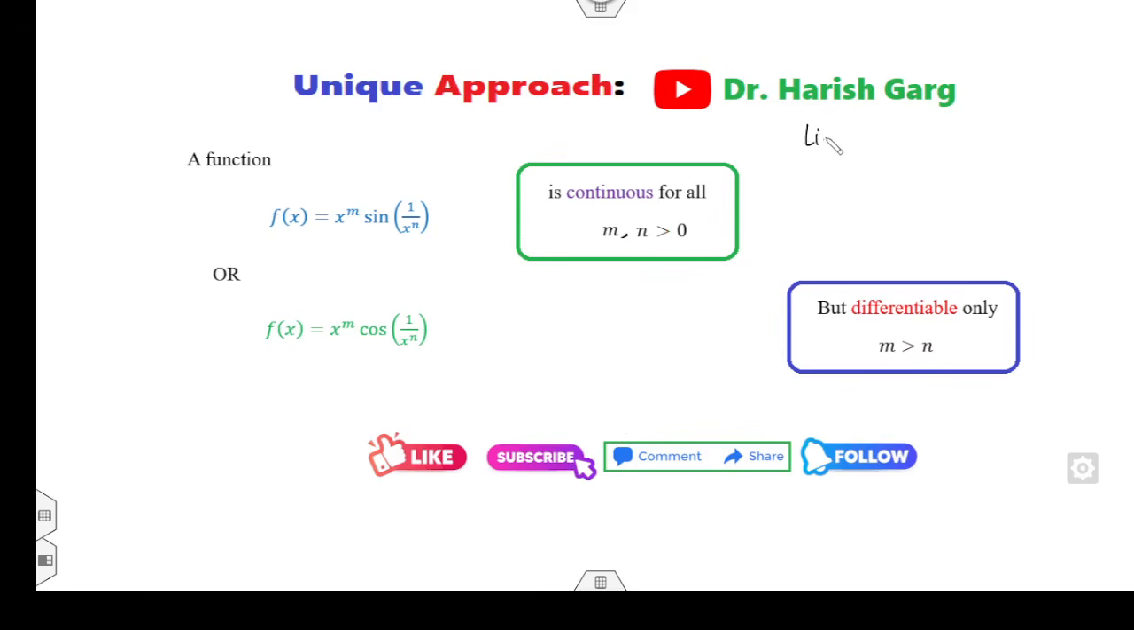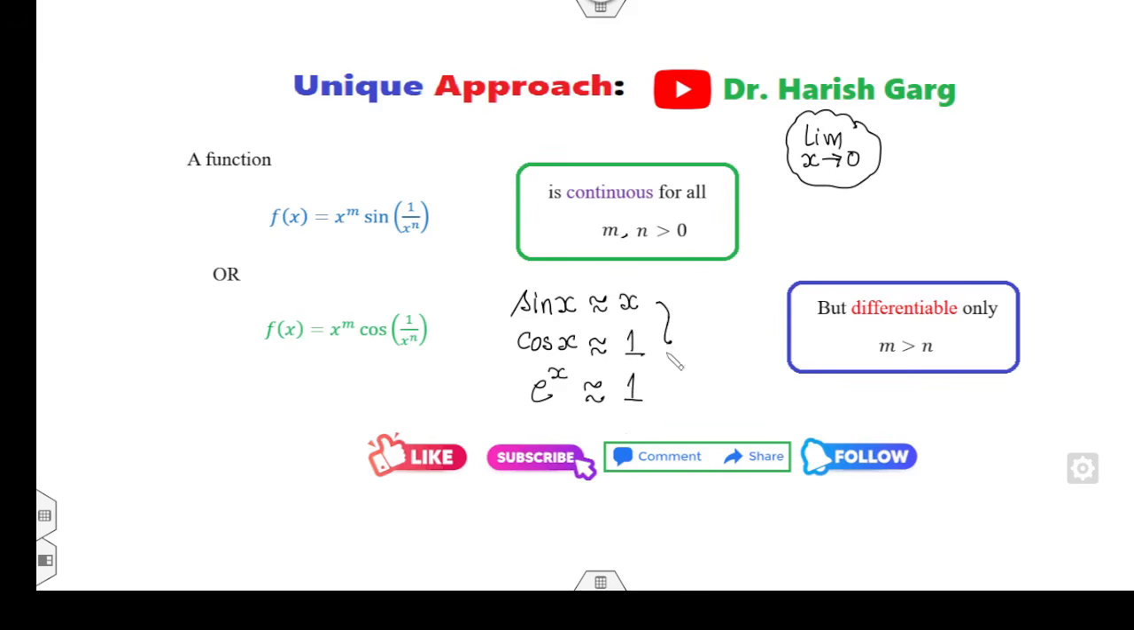Whenever your target is to find the limit as x approaches 0, wherever sin x appears, you can replace it by x. Wherever cos x is present, you can replace it by 1. Wherever e to the x is present, e to the 0 is approximately 1. You can replace the quantity and then find the limit.